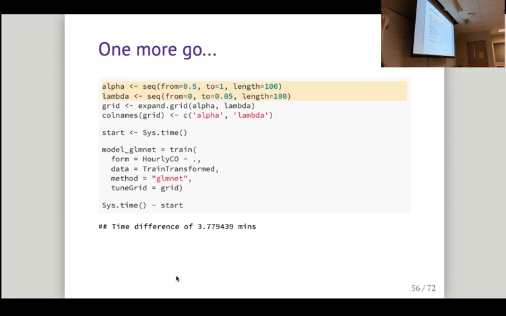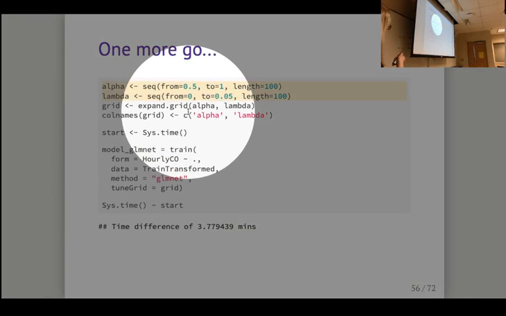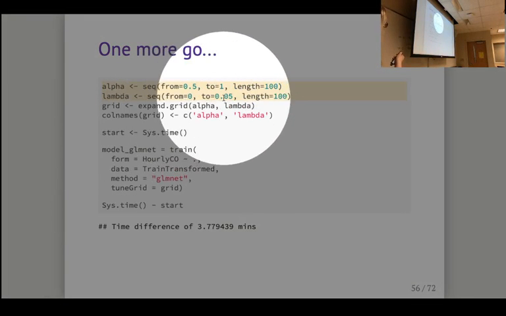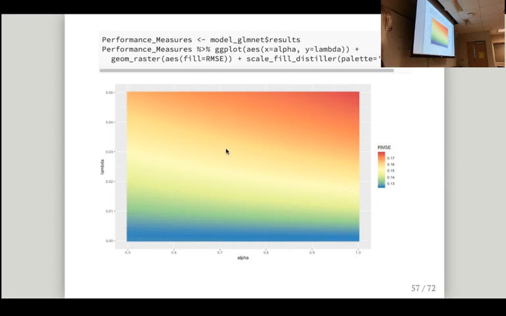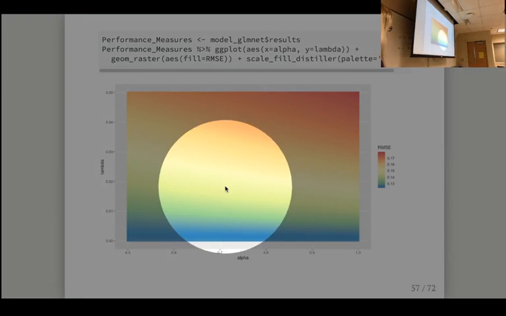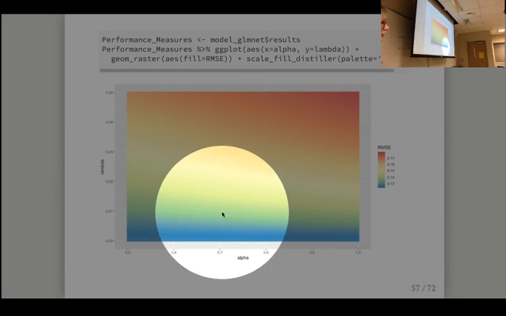Okay, so we'll give it one more go for S's and G's. So here's my 100 by 100 grid on that region. I took lambda to be really small here, from 0 to 0.05. This took about 4 minutes. The optimal lambda and alpha combination is going to be somewhere in here.